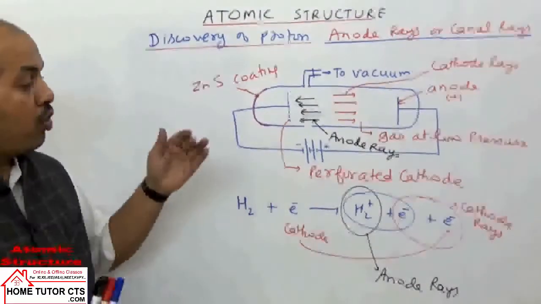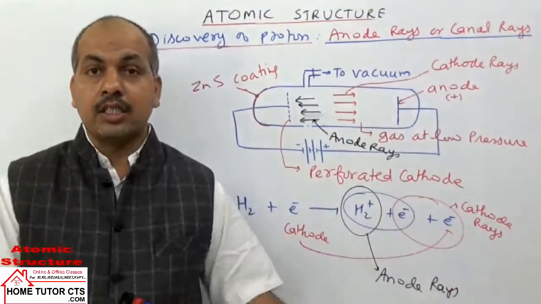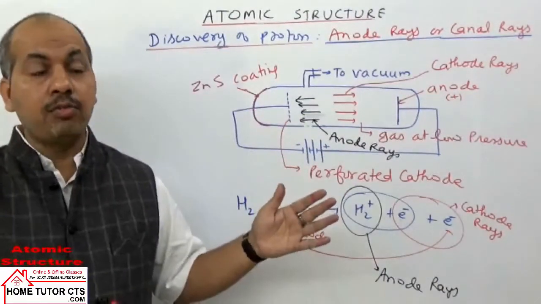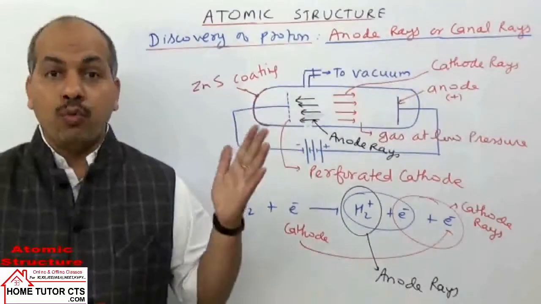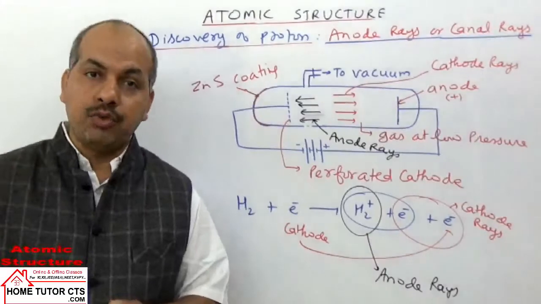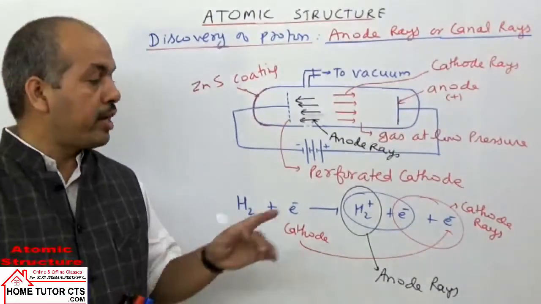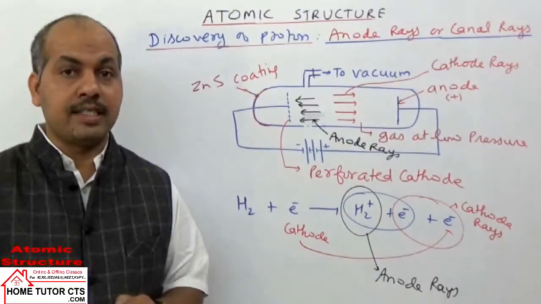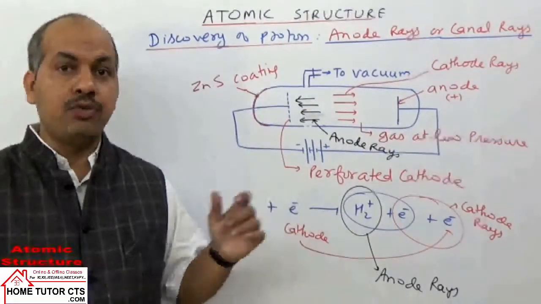And then for the cathode rays, the charge to mass ratio was found to be the same irrespective of the gas taken in the discharge tube, while for the anode rays the charge to mass ratio was different. For the anode rays the charge to mass ratio was not the same. It was different for different gases.